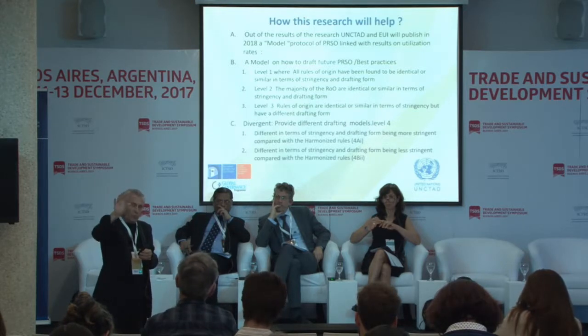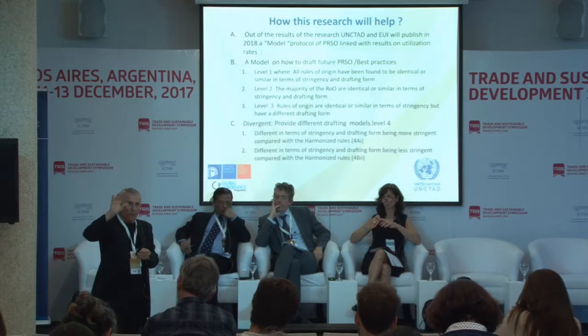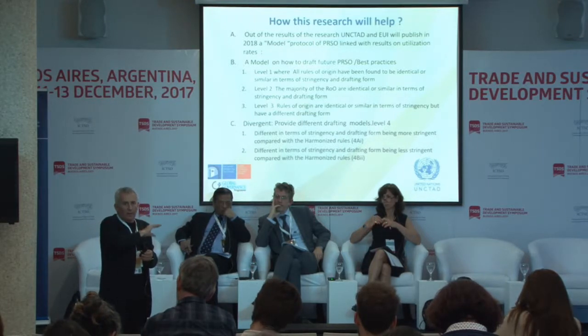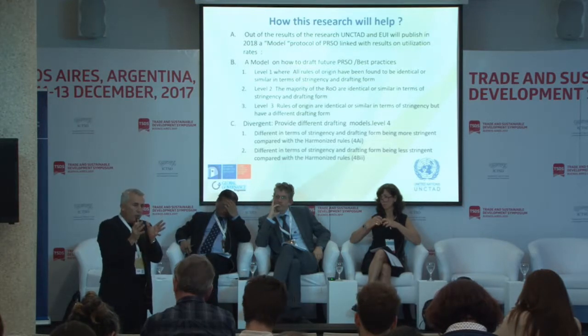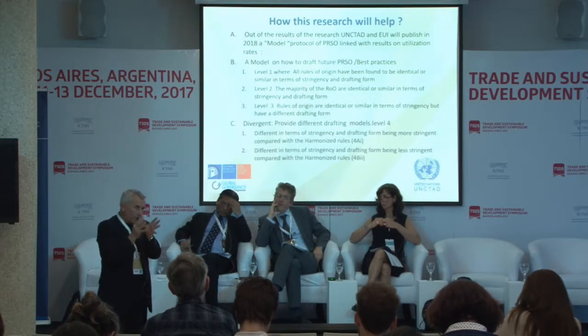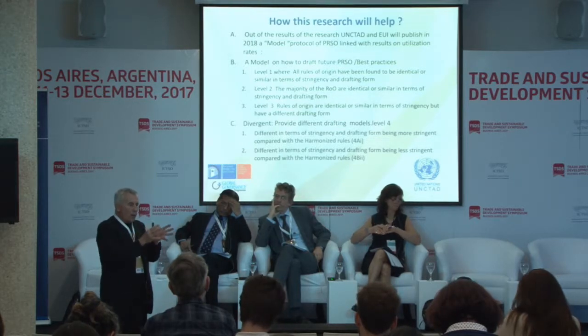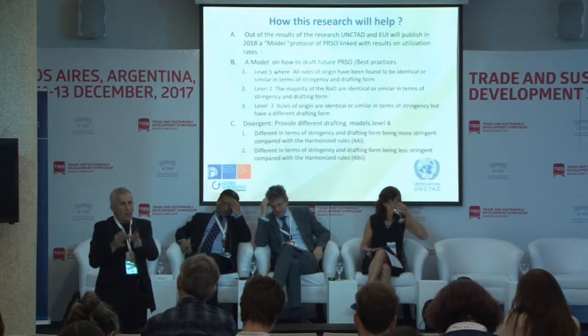And if you draft rules of origin according to these rules, you get more or less a 90% utilization rate, because this is a kind of gold standard based on the analysis that we have conducted. And so, obviously, we can show the best examples or gold standard of convergence, where we have recorded convergence and a high utilization rate.